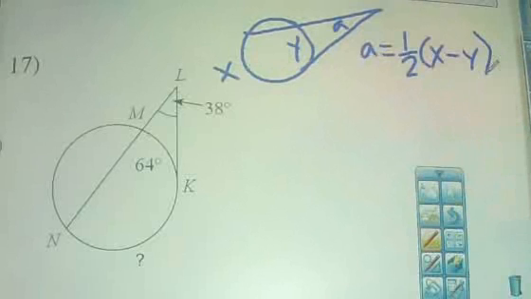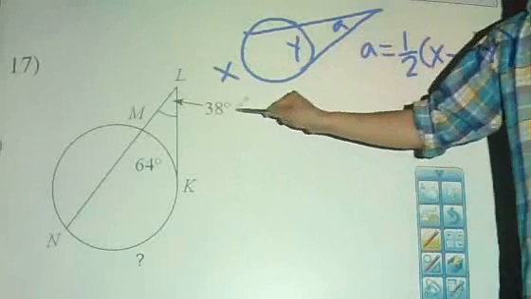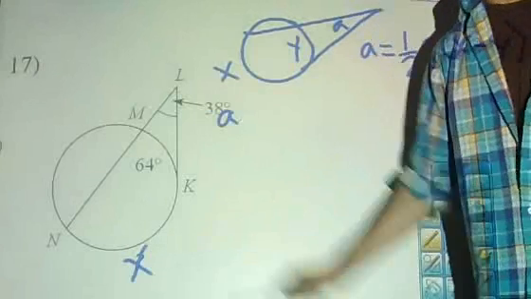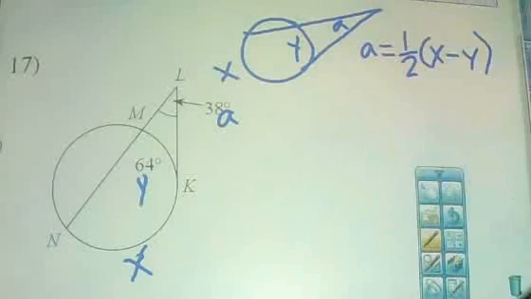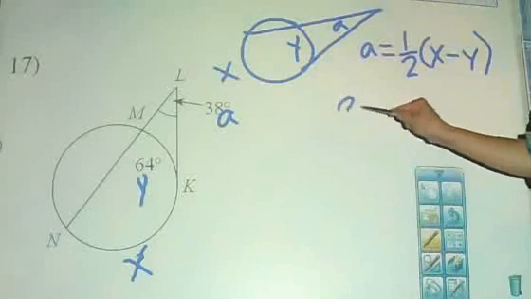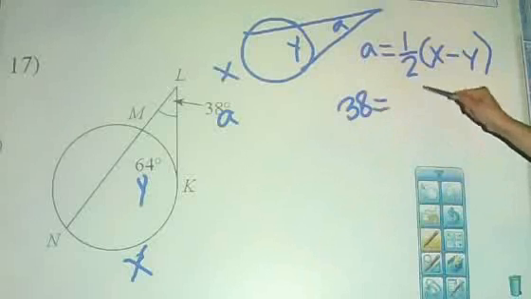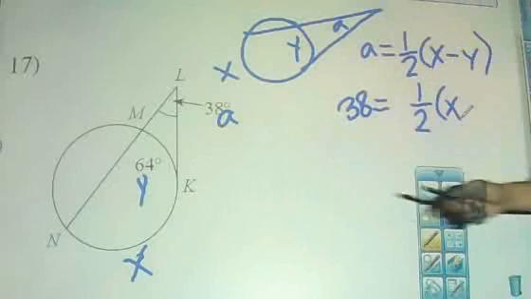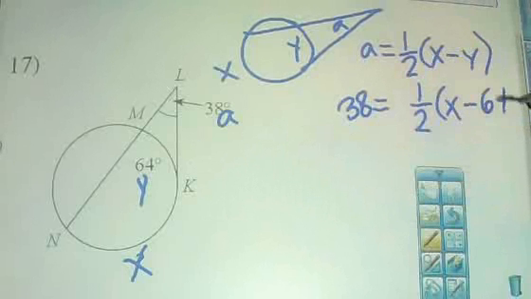A equals 1/2 of x minus y. And the A is going to be the angle outside. The x is going to be the arc on the outside. And the y is the one in between. So just substitute your values in, right? 38 equals 1/2 of x, which is x in this case because there's no number. But y does have a number, so I'm going to plug in 64.